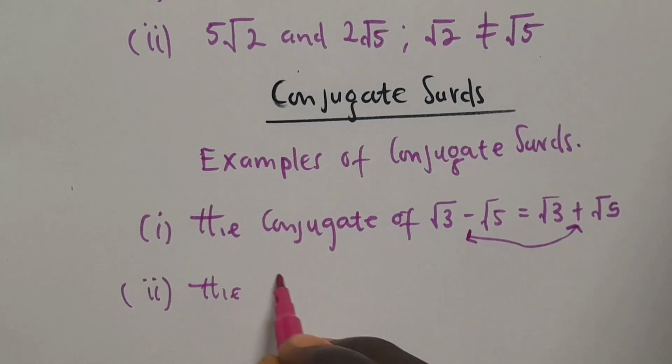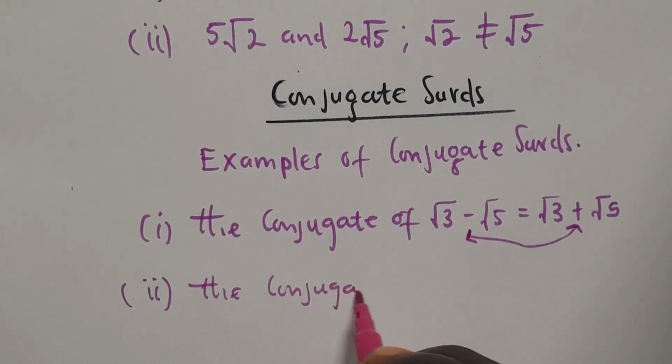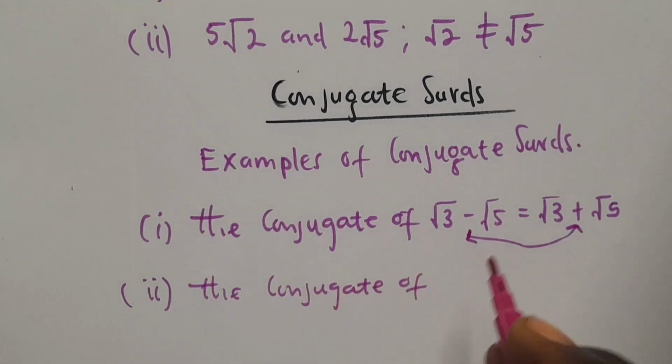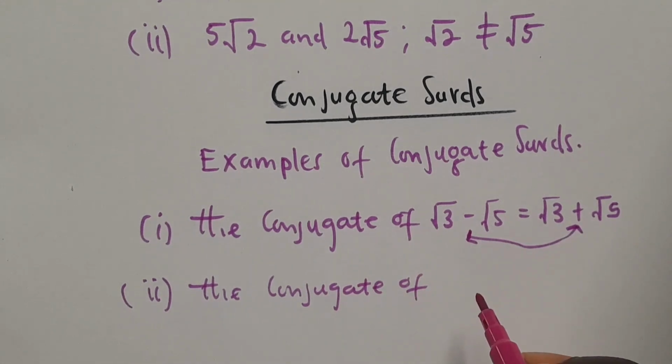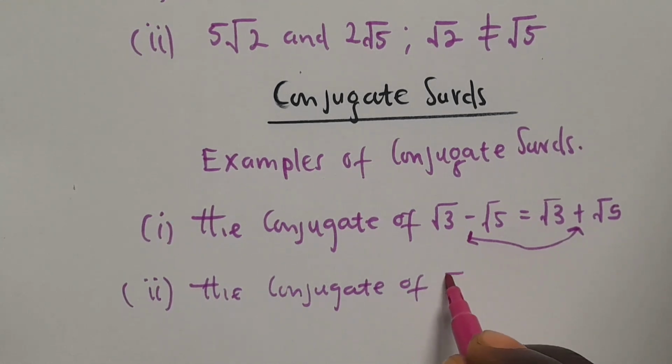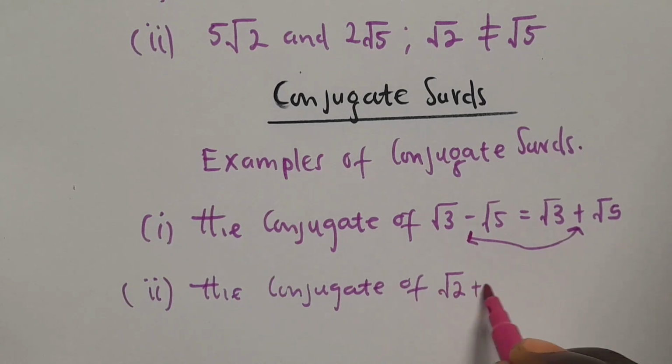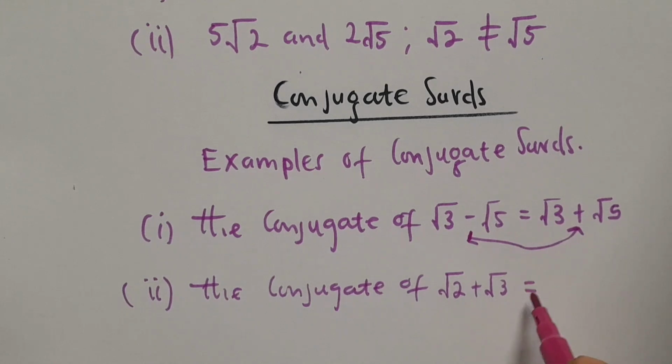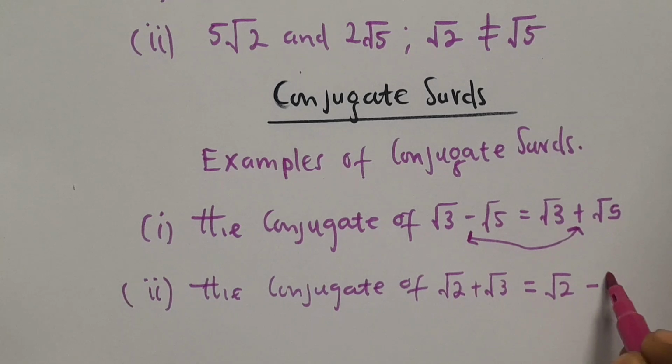The conjugate of square root of 2 plus square root of 3 will be equal to square root of 2 minus square root of 3.